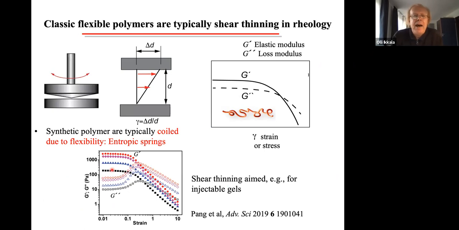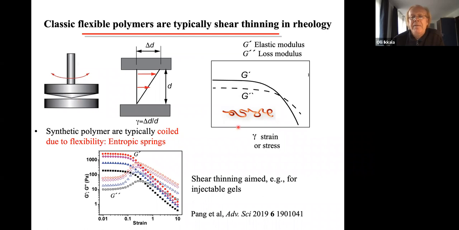So let's see how polymers behave in rheology. A typical rheological experiment is, for example, a cone and plate rheological system. And then the polymer layer is sheared in between the two plates, and one can define what is the stress of the material and what is the strain of the material. And strain means the deformation, or the extent of the deformation.